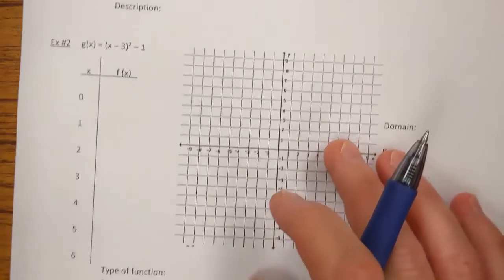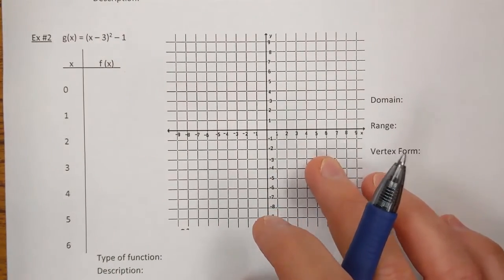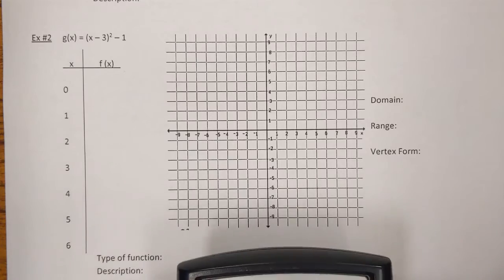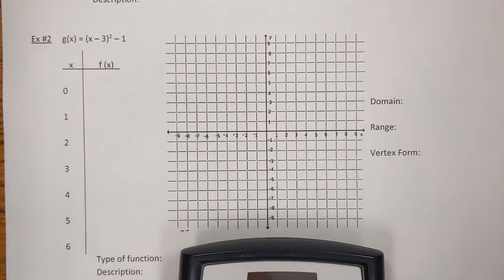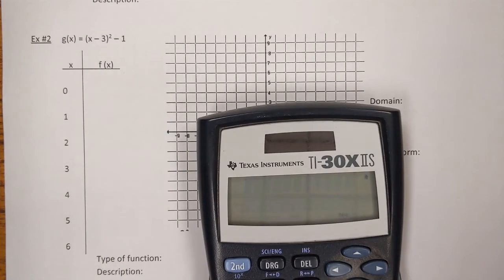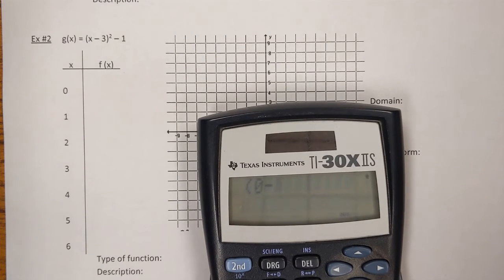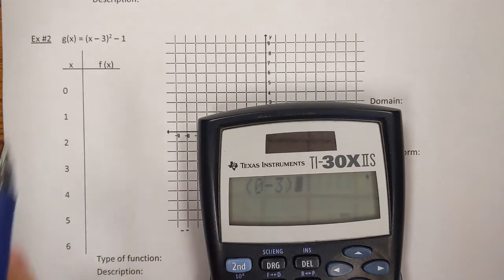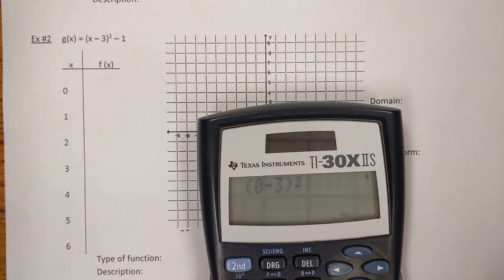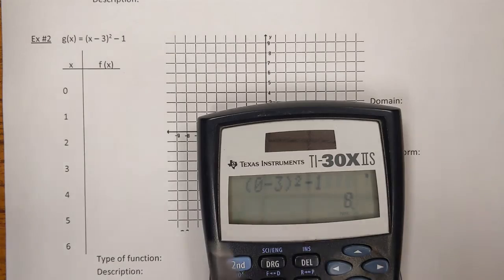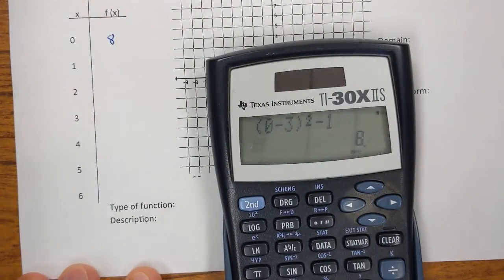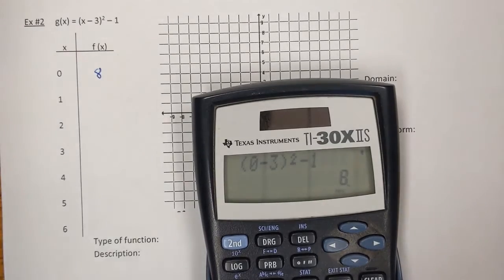Let's slide down to example number 2 as an example. Here's how we would do this by hand. We're asked to graph this function. We're just going to start plugging these x values into the function. So if I do 0 minus 3 in parentheses squared minus 1, I get a value of 8. Okay, so I'm going to put an 8 in the table here.